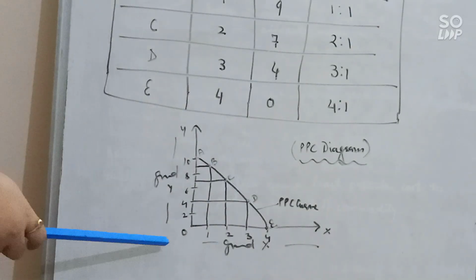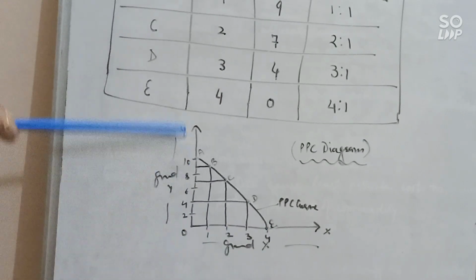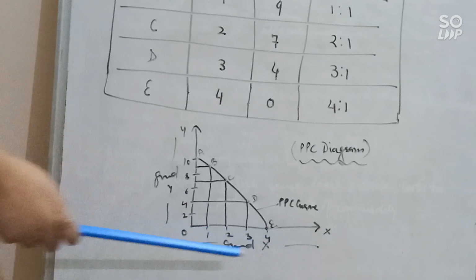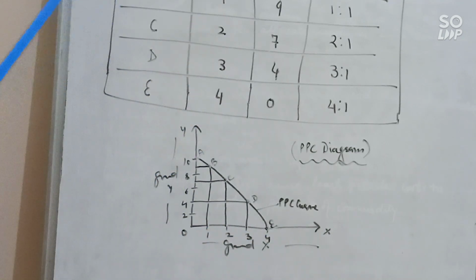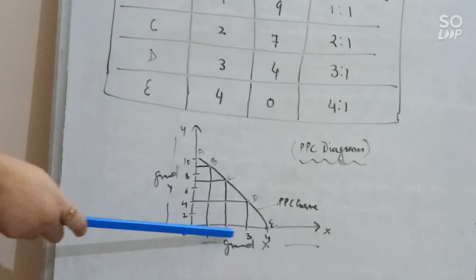Now let's see the diagram of PPC. OX represents good X, OY represents good Y. Now Pamela is going to make the diagram with the help of the table. So according to the table, the combination of X good is 1, 2, 3, 4.